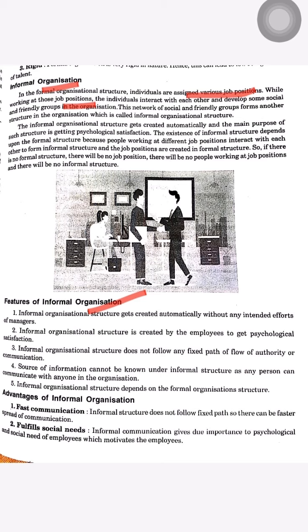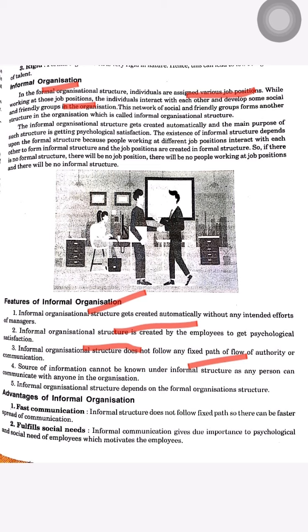Informal organization structure gets created automatically without any intended efforts. Okay, suppose there are many colleagues. If you are working in an organization, there will be some friends, and that particular thing is called informal organization. Okay, informal organizational structure is created by the employees to get psychological satisfaction. Okay, this does not follow any fixed path.